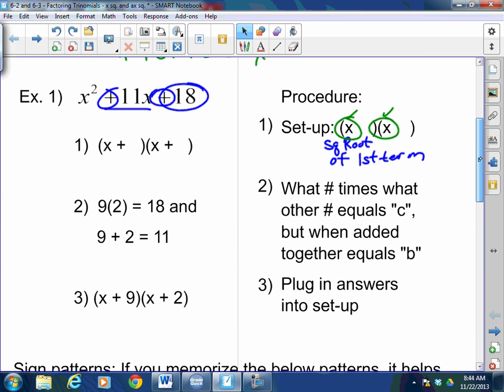So usually the middle number will be 8. What's 1 times 7? 7. And what's 1 plus 7? 8. Okay.